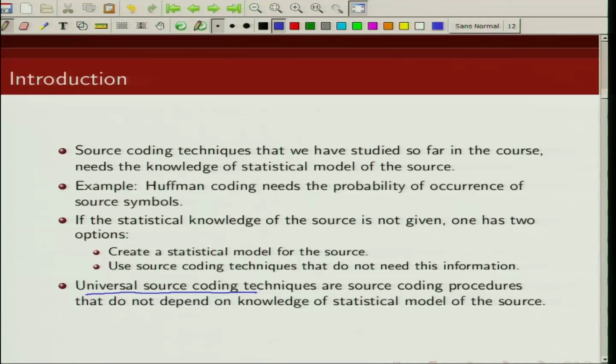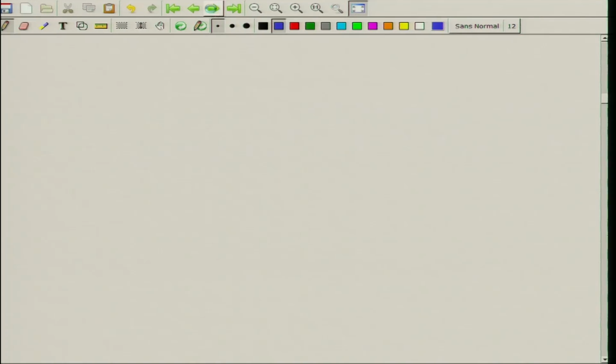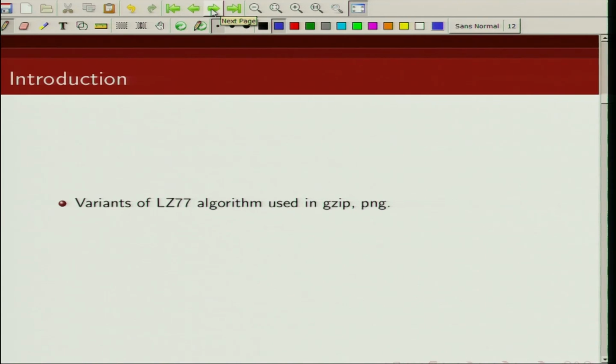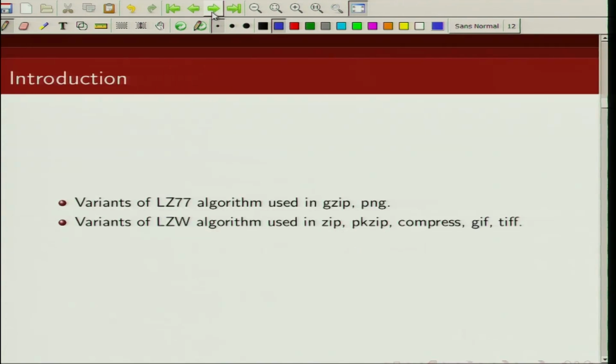So universal source compression algorithms are the source coding algorithms that do not require any knowledge about the statistical model of the source, and they are very efficient. We are not going to talk in this class about the optimality of these algorithms, but asymptotically they are also optimal. These algorithms are widely used in practice. For example, a variant of this LZ77 algorithm is used in the compression software gzip and PNG, whereas zip, compress, TIFF use a variant of the Lempel-Ziv Welsh algorithm. So we will talk about these two Lempel-Ziv algorithms in this lecture and the next lecture.